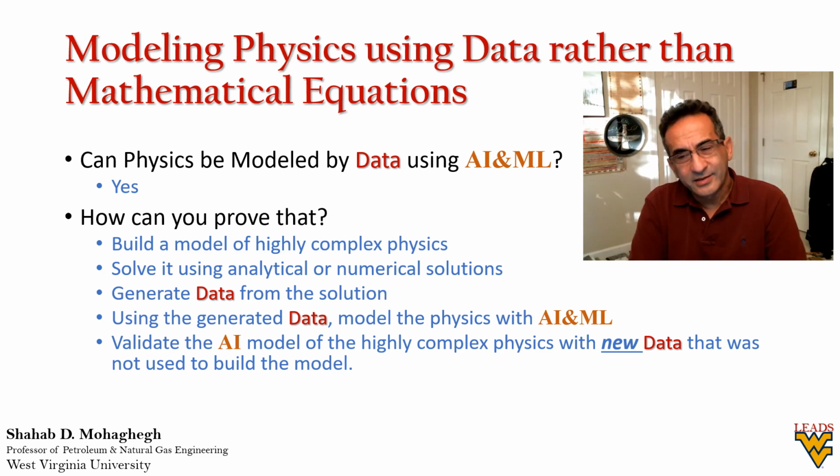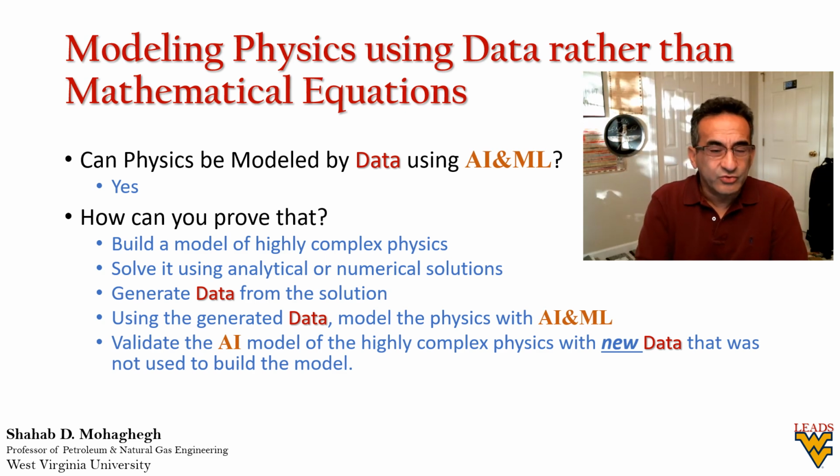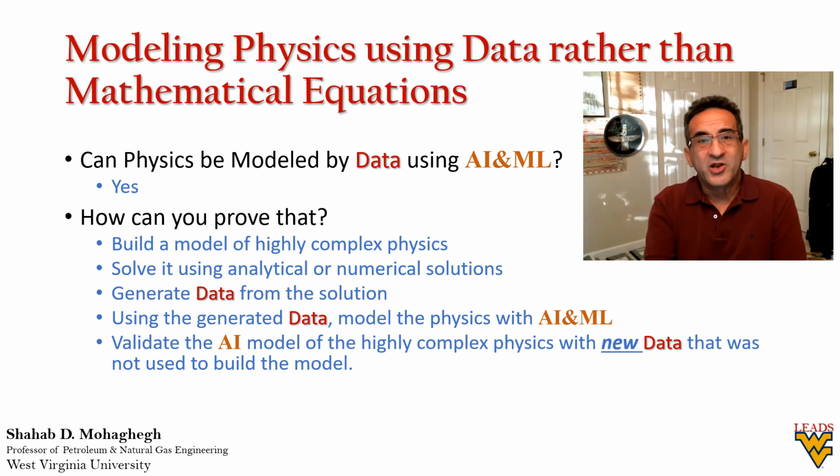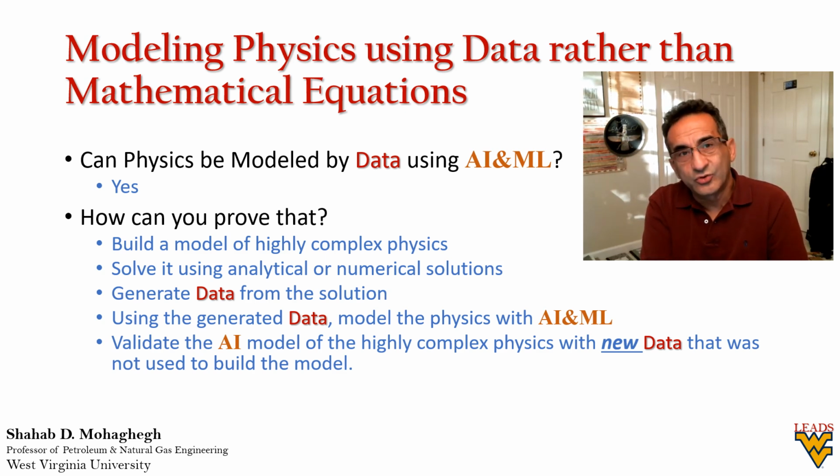How do you do that? You come up with new data that was never used to build the model, because as I said in the steps before, you build the model, you generate the data, you take that data, you train a model, and you build a model. Then you ask, okay, now I have the model. Give me another set of data for the same physical phenomenon, data that I never used to build the model with.